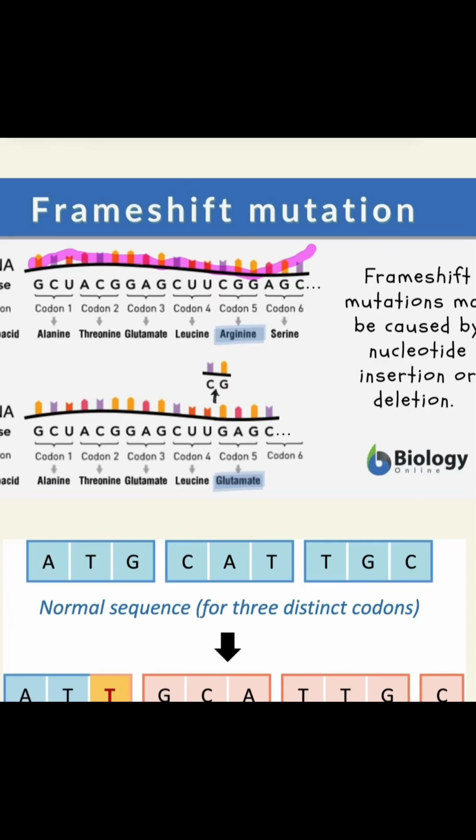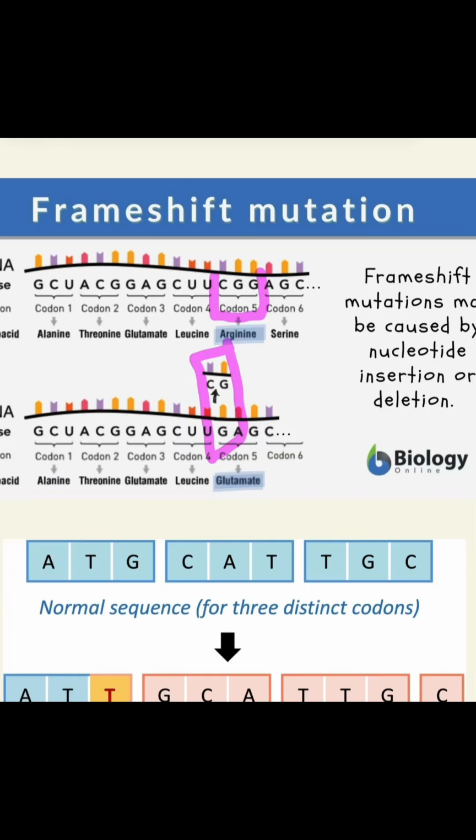So for example, if we look at this one, specifically codon 5, that's this one here, we have C, G, G. And then if we look here, the C and the G bases have been removed from the mRNA strand. So that's an example of deletion, where the nucleotides are removed.